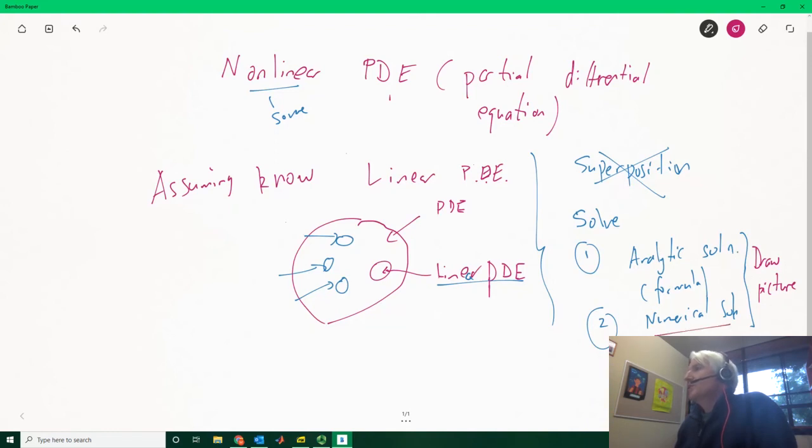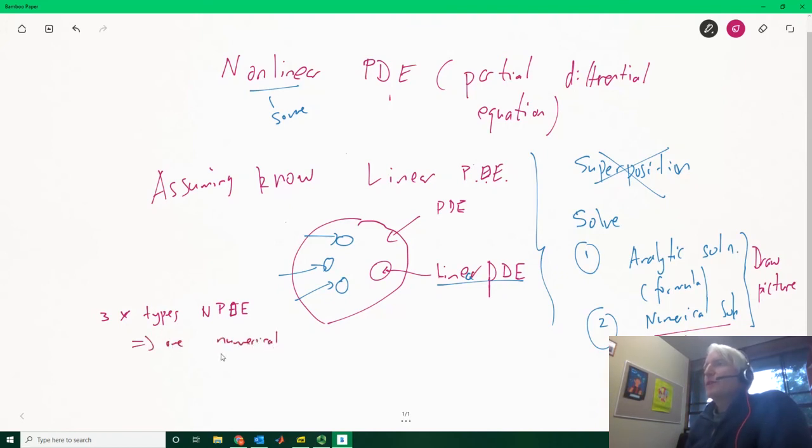And we're going to use numerical solution. In this course, we're going to focus on one numerical technique, and we're going to keep coming back to it. So what you're going to learn about is three different kinds of nonlinear PDEs effectively. So the course is going to have three basic types of nonlinear PDE, and we're going to have one numerical method that we're going to use. It's a very useful numerical method.